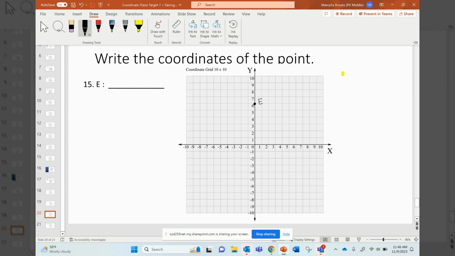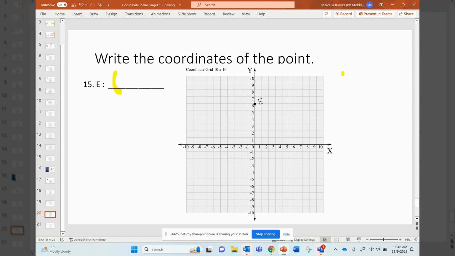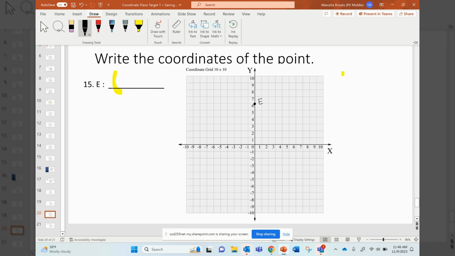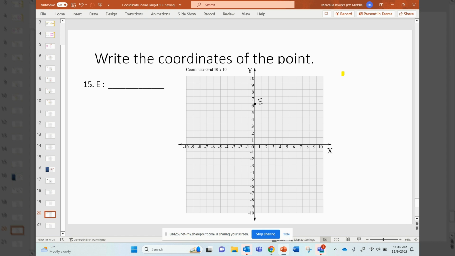So E is on the y-axis. So that means I didn't move left or right. So my first coordinate, my x coordinate, is 0 because I didn't move left or right. But I did go up 1, 2, 3, 4, 5, and 6. I went up 6. So my coordinates for that are 0, 6. If it's 0 and a number, it's going to be somewhere on the y-axis, okay?